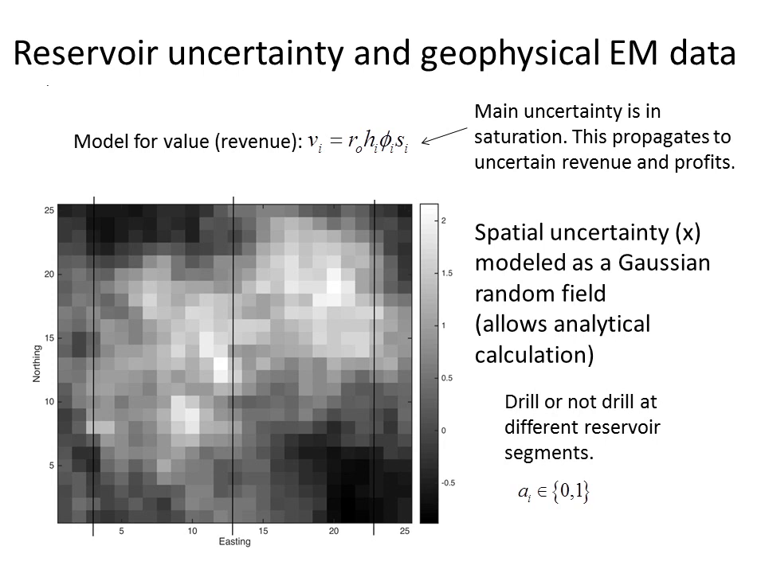So in this case, the primary uncertainty is saturation, and this propagates to uncertain revenue and profits through porosity and thickness. Here we have one example of a spatial uncertainty that is modeled as a Gaussian random field, which allows easy calculation in this case, and the alternatives are to drill or not.